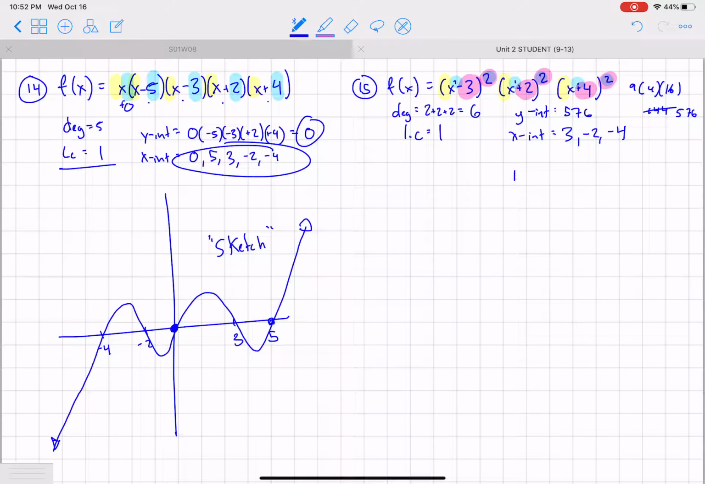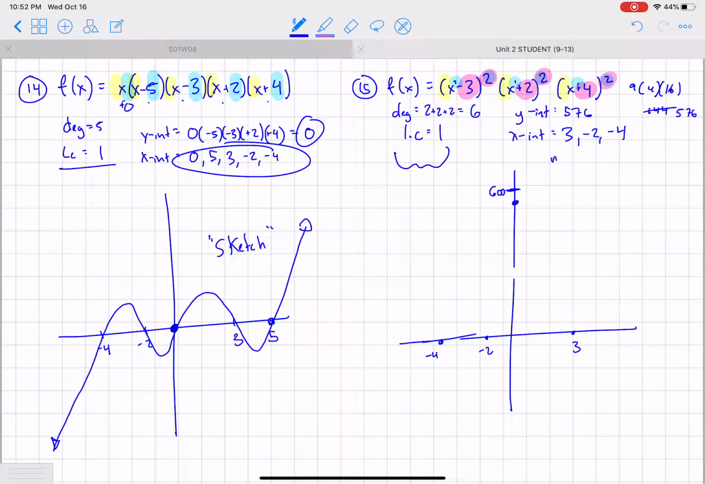All right, so now when we graph this, we have to go up to basically 600, right? We have only 3 x-intercepts, which will be at -4, -2, +3. It's an even degree function, positive leading coefficient, so it's going to kind of look like that.